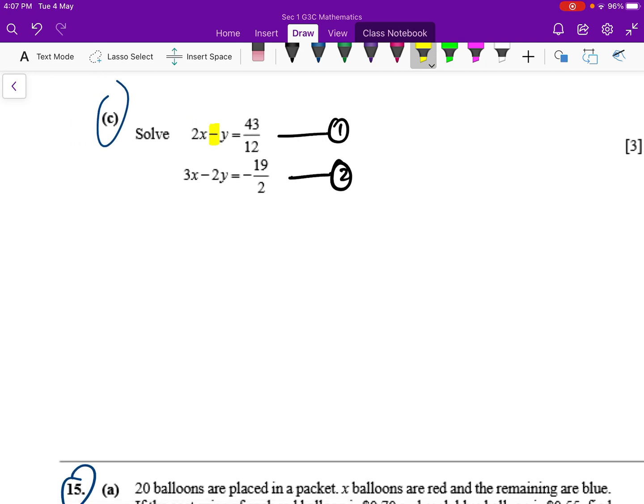Definitely, you can choose to take equation 1 multiplied by 2 so that you obtain -2y. Then you eliminate your -2y, which is found in equation 1 and equation number 2. You can go and try that yourself. But now I will do our substitution.